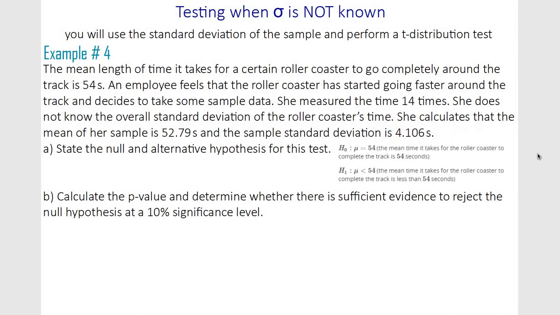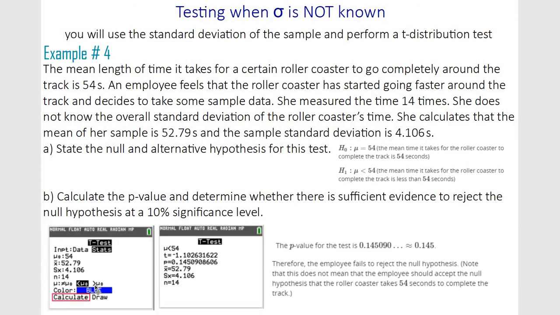Okay, so the null hypothesis is that it equals 54, so the mean time is 54 seconds. The alternative hypothesis, all right, is that it's less than 54. Okay, so calculate the p-value. So we're going to use a t-test. So inputting that information into our calculator just like this, we can get a p-value of 0.145.